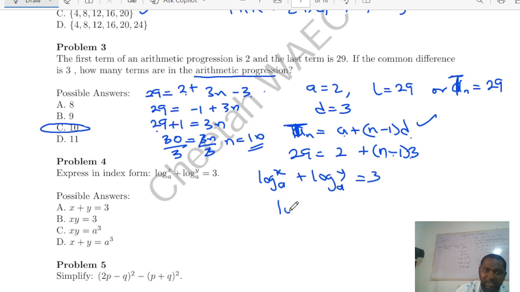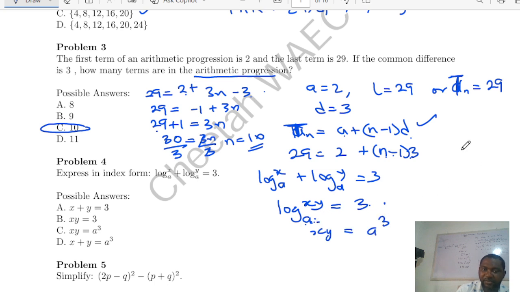According to the law of logarithm, I can still write this as log xy. That means they are going to multiply each other and they maintain the same base. You keep one log and you multiply the arguments, all equal to 3. You see that? Now, according to the law of exponents, or one of the index laws, this can go here to be a raised to the power 3. So we are going to say xy is equal to a raised to the power of 3.